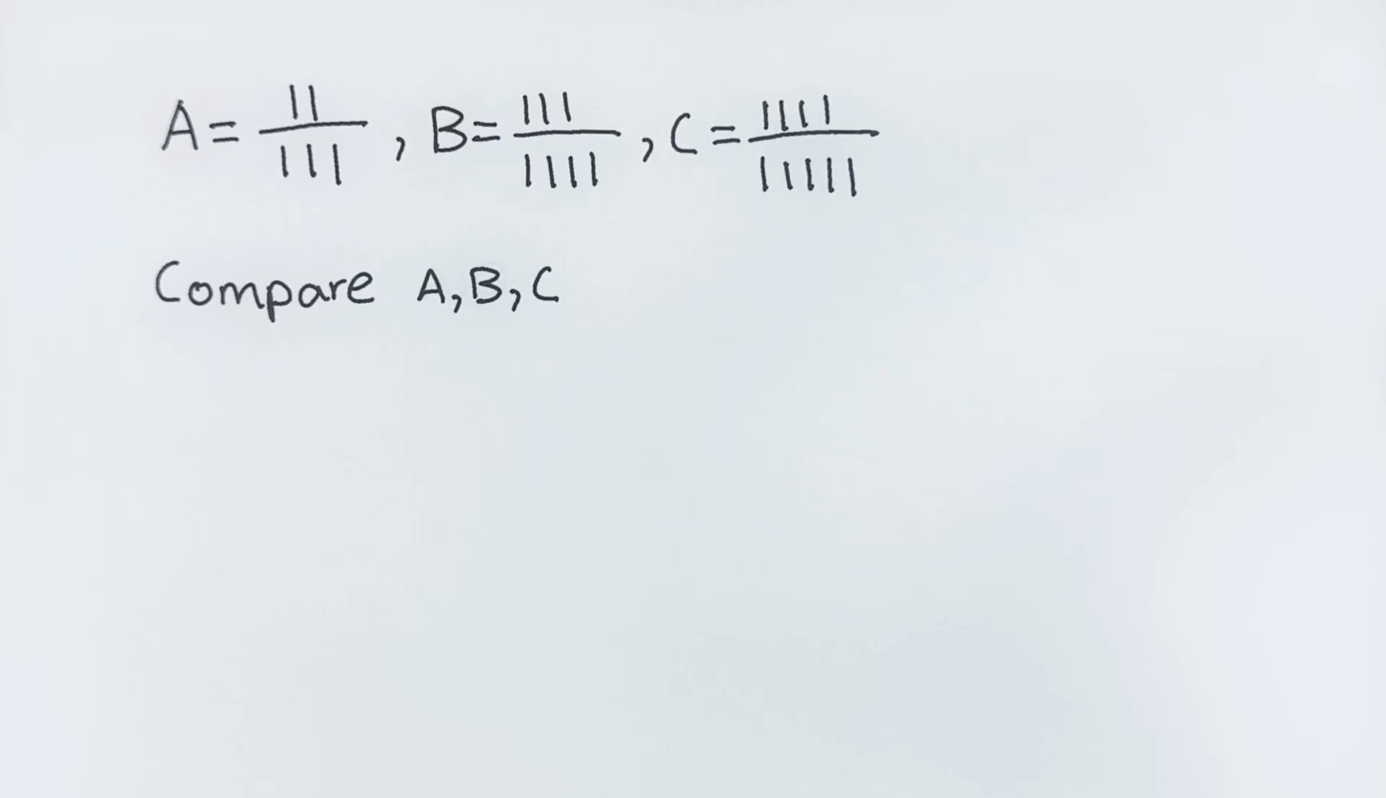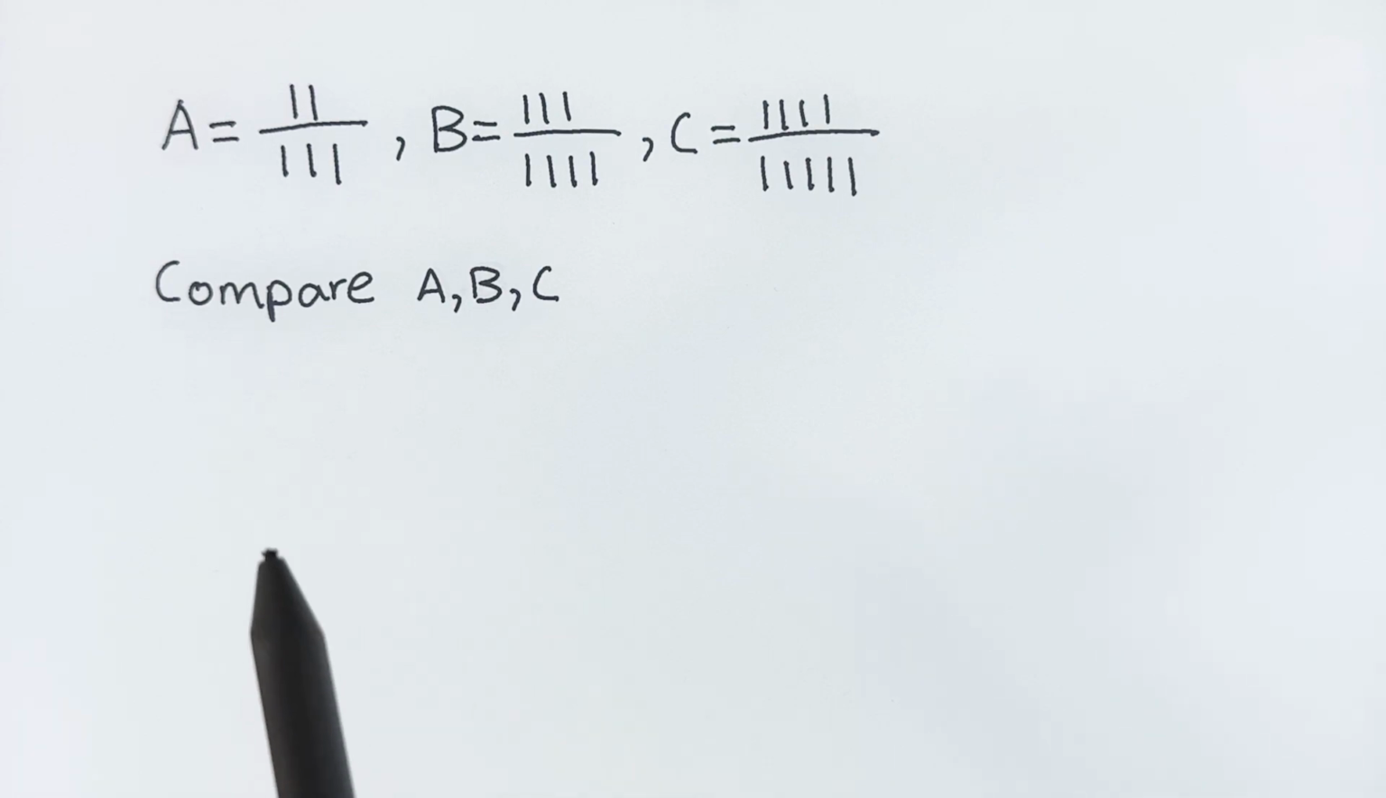In this problem, we are given that a equals 11 over 111, b equals 111 over 1111, c equals 1111 divided by 11,111. Compare a, b, and c. To compare fractions, we normally want them to have a common numerator or a common denominator, but right now we have neither.